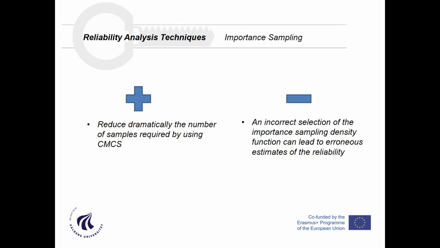So the main advantage of importance sampling is that it dramatically reduces the number of samples required compared to Crude Monte Carlo simulation. But the main disadvantage is that an incorrect selection of the importance sampling density function can lead to erroneous estimates of the reliability.